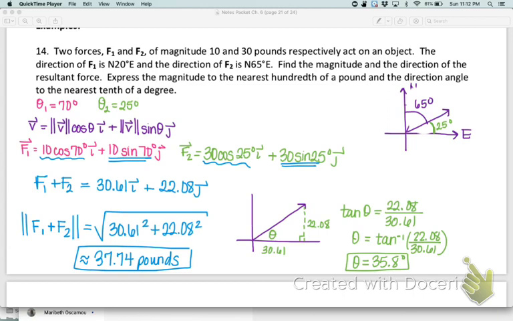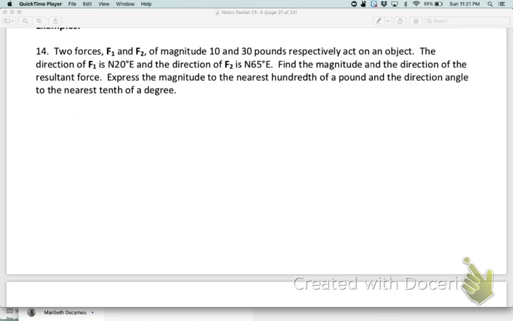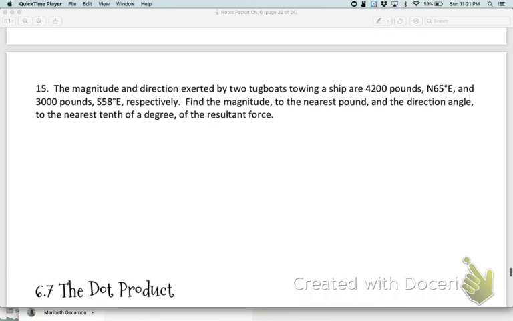So again, we had to start by coming up with the vectors F1 and F2 using that angle. And then we used our properties to be able to add F1 plus F2, and then we could find the rest of the information. So there is one more example just like this one for you to try. So there's 2 tugboats that are towing a ship, and one is exerting 4,200 pounds north, 65 degrees east, and the other one is exerting 3,000 pounds south, 58 degrees east, respectively.